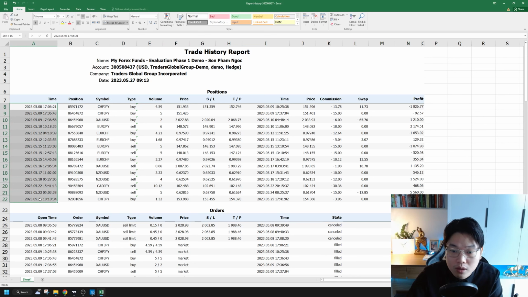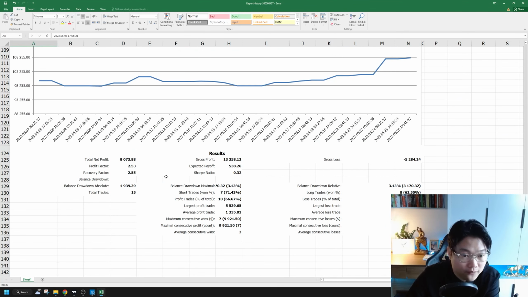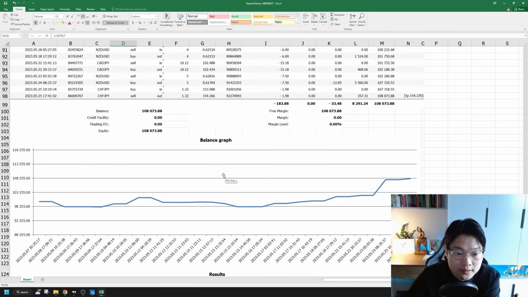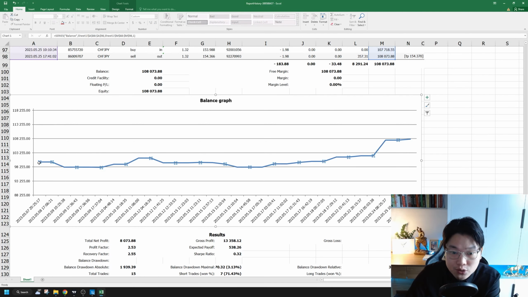I opened around 15 trades for the month, and you can see the profit factor here is 2.53. That is quite good for me, very acceptable. And here's my balance from the first trade until the last trade of the month. The balance has fluctuation, but stays in a range for the whole month until I have the big profits here.